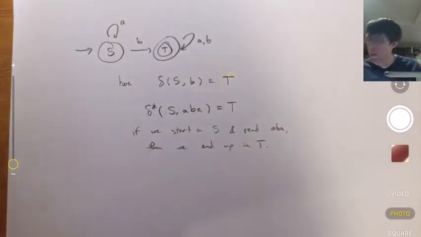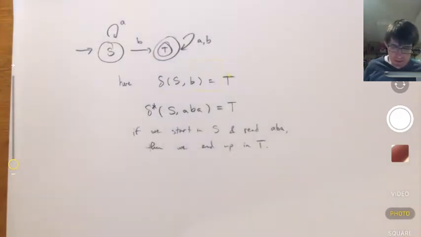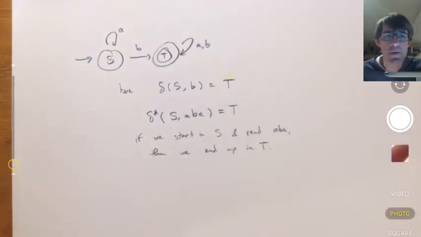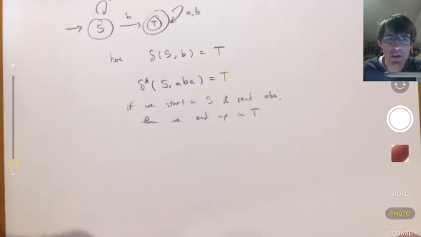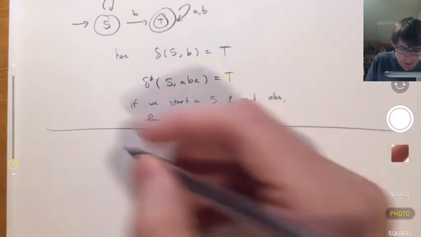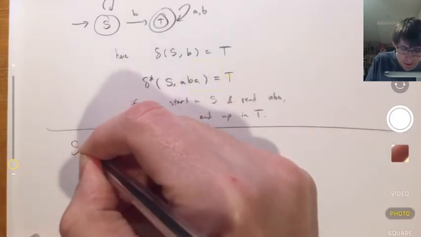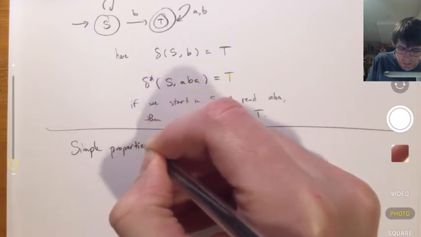All right. There are some basic properties of delta star. Delta by itself can be any function, and there's not much that you can say about delta by itself because it could be anything. Delta star, though, there are some properties that delta star will always have. So here are, I will say, simple properties of this function, delta star.